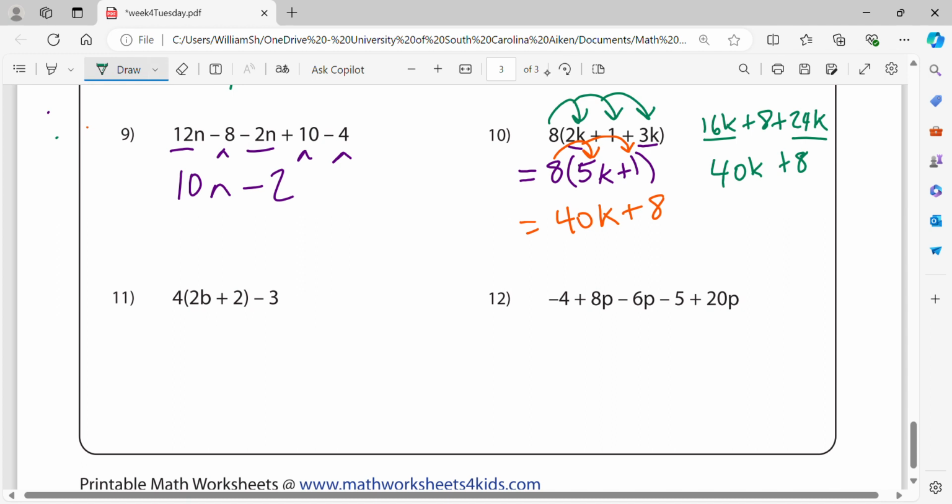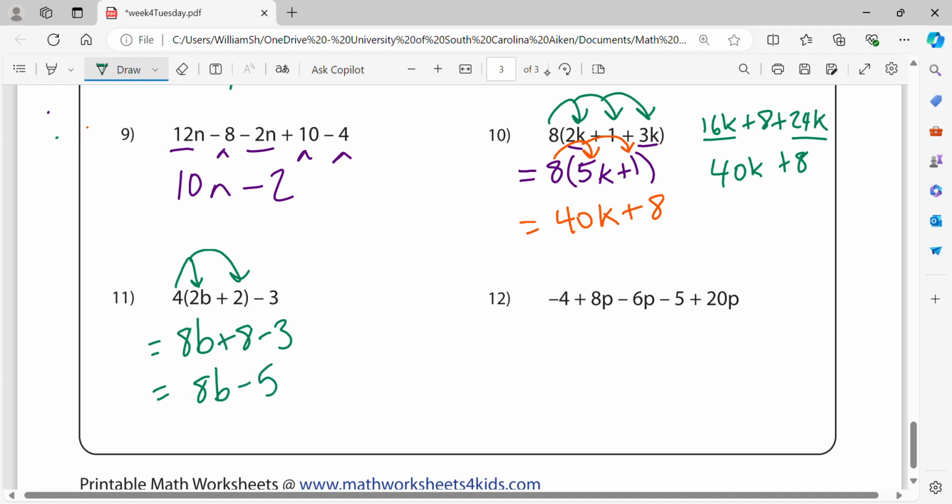Alright, here we have 4 times (2b plus 2) minus 3. I do need to go ahead and distribute the 4 here. So 4 times 2b is 8b. And 4 times 2 is 8. And I still have this minus 3 lingering on the end that I need to take care of. 8 minus 3 is 5. So I have 8b plus 5.